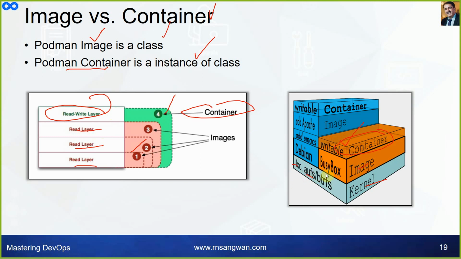LXC, AutoFS, BTRFS, BusyBox, add a writable layer and it will make a container. Debian, Emacs, Apache, add a writable layer and it will make a container. Till then we have the image. So we have the image at the back end, behind the screen, and we add a writable layer, and that is the container.